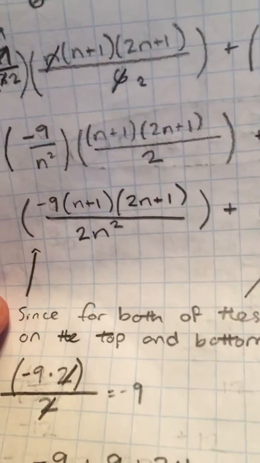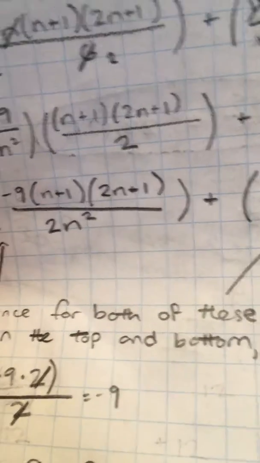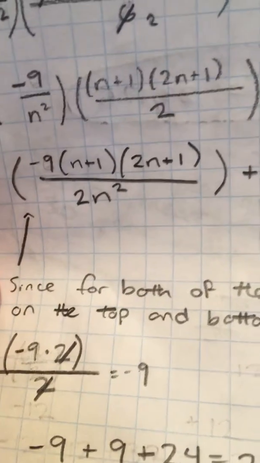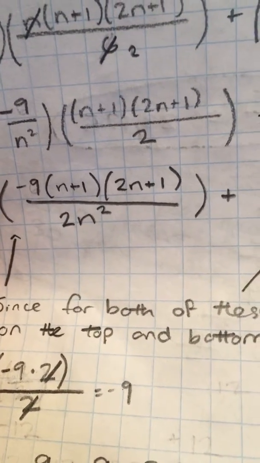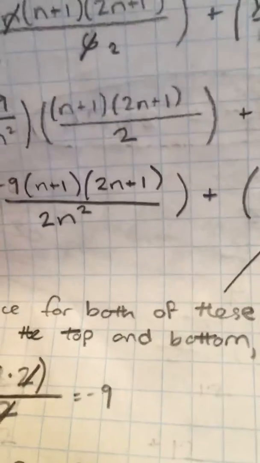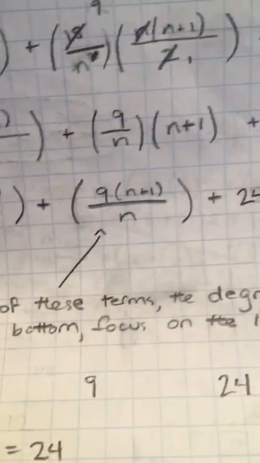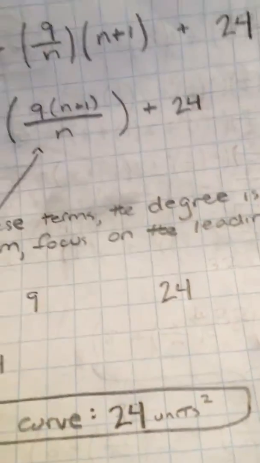So as n gets infinitely larger, what's on the top will eventually cancel out with what's on the bottom, except for the leading coefficient. That is the only thing that will stay constant, and that is over here, -9, over here, 9, and over here, 24.